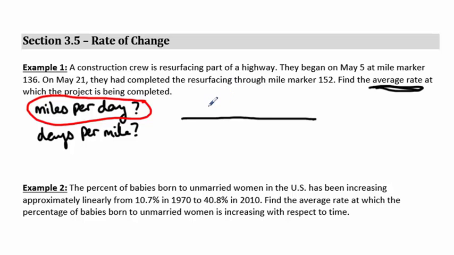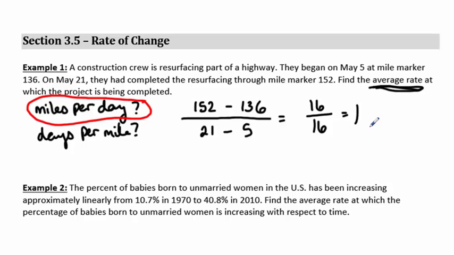So to compute the number of miles, we're going to subtract. They ended with mile marker 152. They started at mile marker 136, so if I take that difference, it'll tell me how many miles they completed. And to find out how many days it took, we're going to take the difference of the dates since they're both in the same month. The 21st was the ending date, minus the 5th was the starting date, to get our number of days. 152 minus 136 is 16, and 21 minus 5 is 16. 16 divided by 16 gives us 1. So the average rate at which the project is being completed is 1 mile per day.